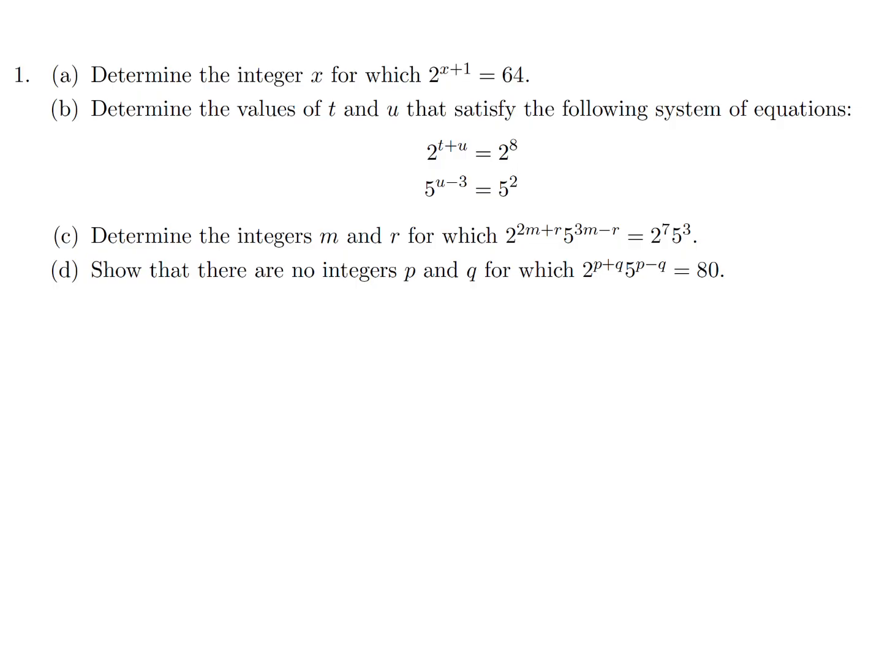Determine the integer for which 2 to the power of x plus 1 is 64. Well, 64, I believe, is 2 to the power of 6. So if we were to just rewrite this, it would be 2 to the power of x plus 1 is equal to 2 to the power of 6. So that basically means that x plus 1 is equal to 6, and therefore x is 5.